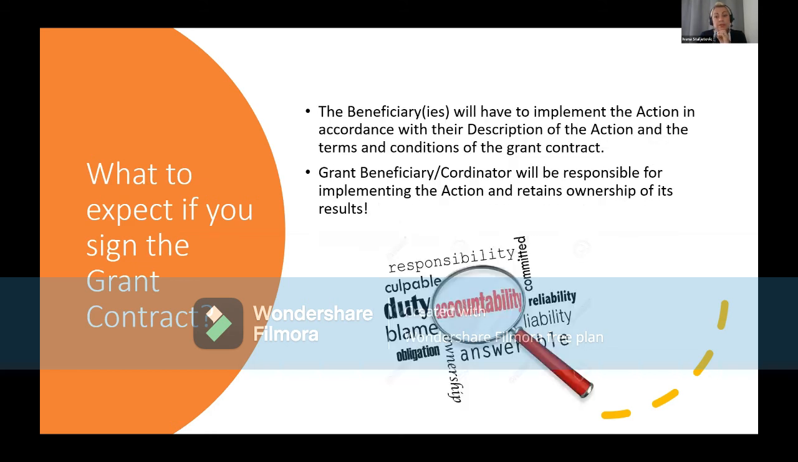The beneficiaries will have to implement the action in accordance with your description of the action. So in the full application, there is a part dedicated to the description of the action, and later on, if you will be selected to sign the grant contract, this description of the action will become Annex 1 of your grant contract. And the grant beneficiaries or the coordinator will be responsible for implementing the action and will retain the ownership of the results of the action.